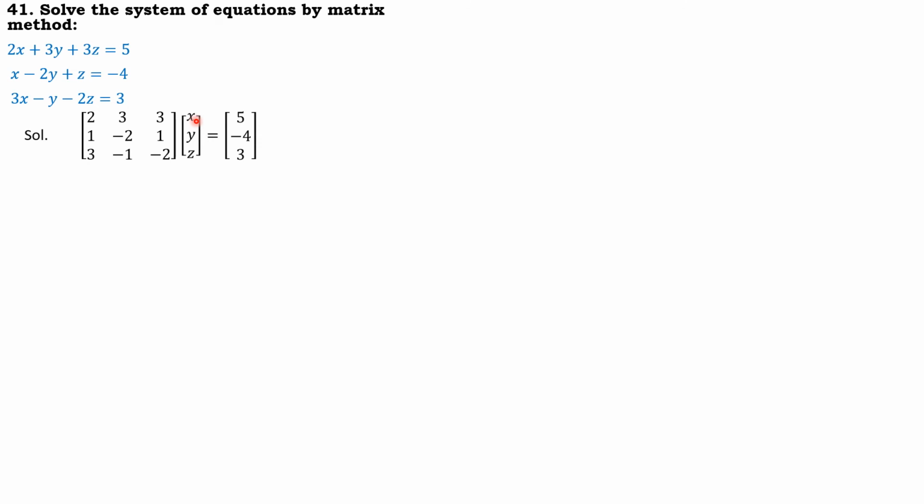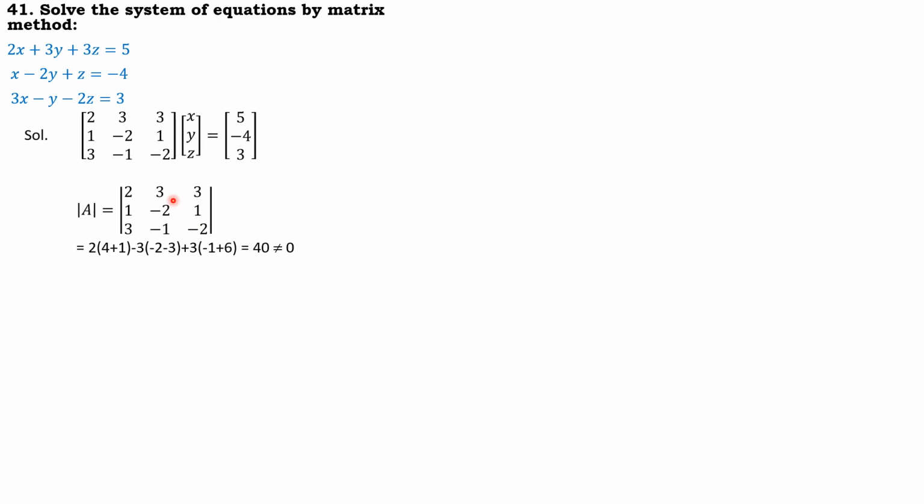Therefore, it can be written in the form of matrix 2, 3, 3, 1 minus 2, 1, 3 minus 1 and minus 2, into x, y, z. On the right hand side, we get B, that is 5, minus 4 and 3. That is AX equals B. Therefore, mod of A is equal to the determinant 2, 3, 3, 1 minus 2, 1, 3 minus 1 minus 2.